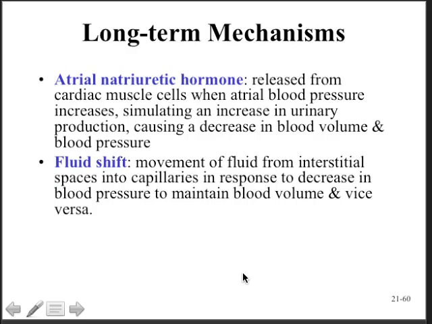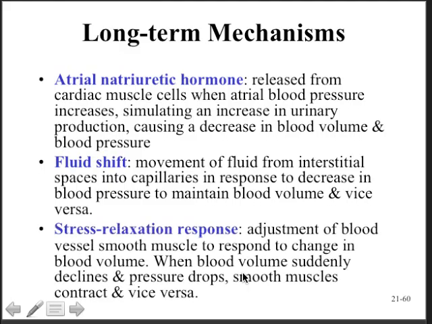The fluid shift response is the movement of fluid from the interstitial space into the capillaries in response to a drop in blood pressure to maintain blood volume, and vice versa. And then finally, the stress relaxation response is simply the adjustment of blood vessel smooth muscle to respond to changes in blood volume. When blood volume suddenly declines and pressure drops, smooth muscles will contract, and vice versa.